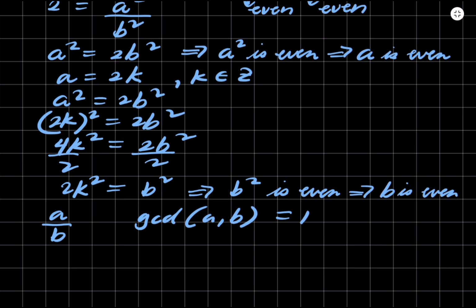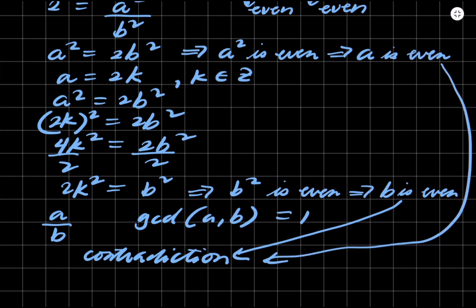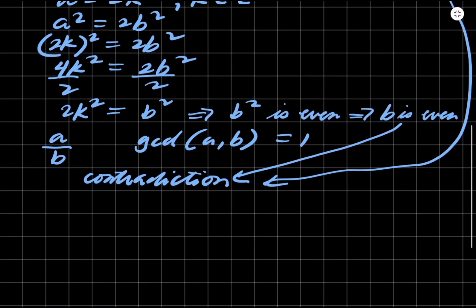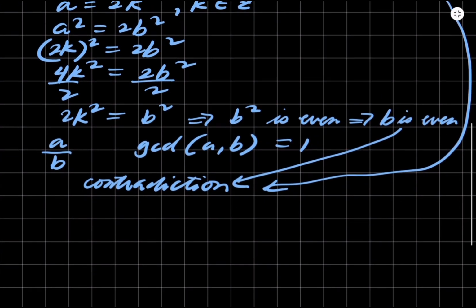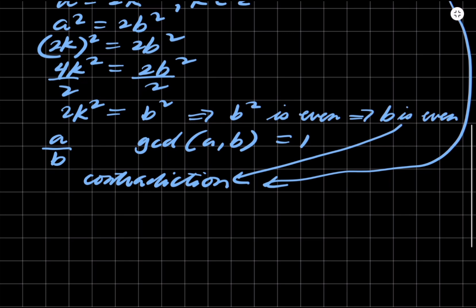So that is a contradiction. So therefore, our assumption must be false. Our assumption is that square root of 2 is rational, so our assumption is false. So therefore, we have proved that the square root of 2 is irrational.